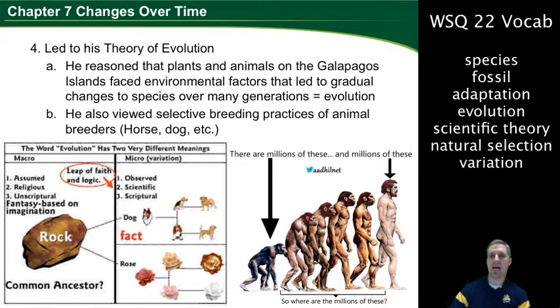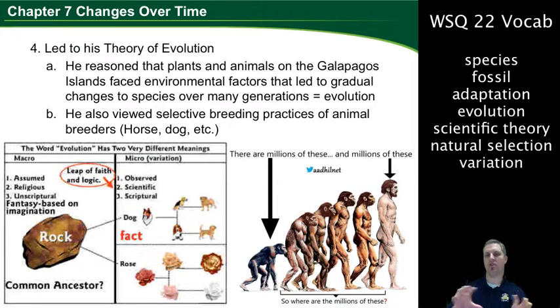Now, this led to his theory of evolution. First of all, you need to understand, evolution is not Darwin's theory. Evolution had been proposed literally for thousands of years. There were Greek thinkers that had thought through this as well. But he reasoned that plants and animals on the Galapagos Islands had faced environmental factors that over time gradually led to changes to those species over many generations.